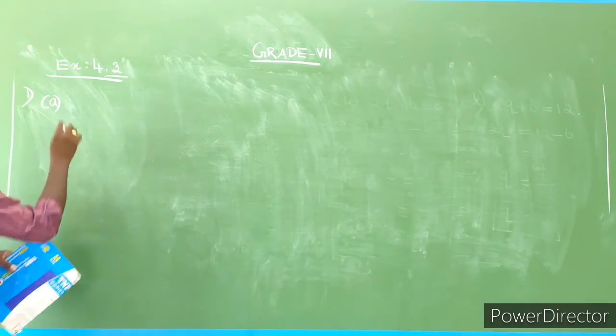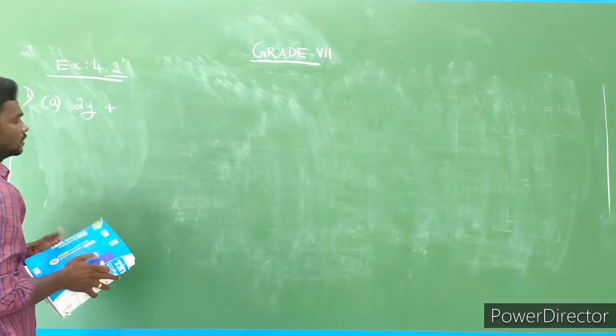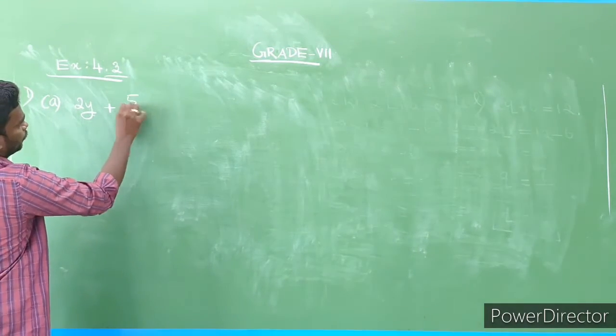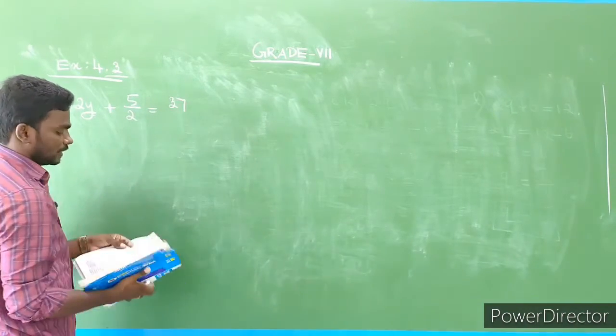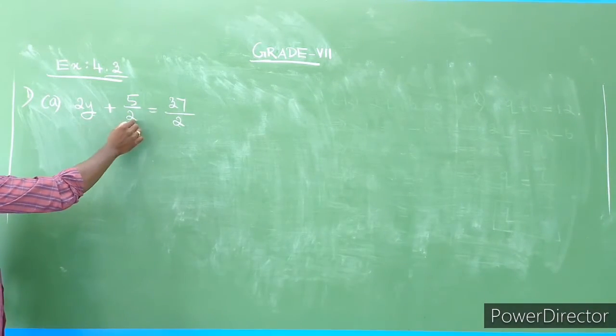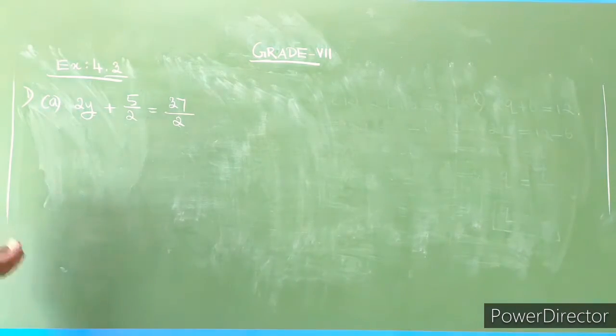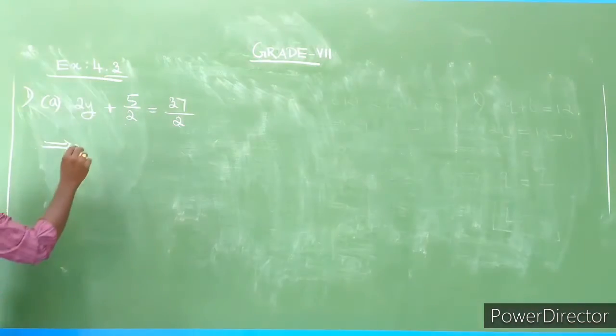What is that? 2y plus 5 by 2 equal to 37 divided by 2. So what is this equation? 2y plus 5 by 2 equal to 37 divided by 2. Implies that, how to solve this?